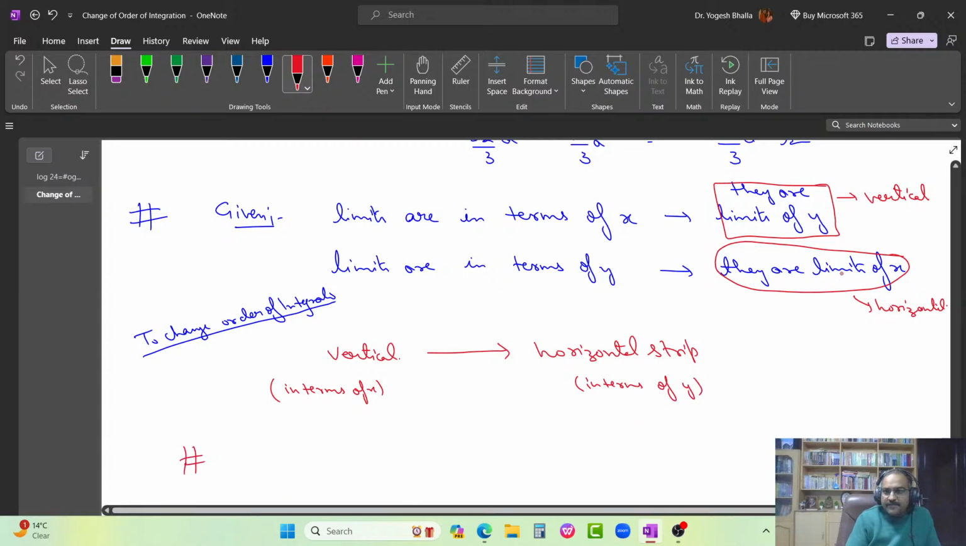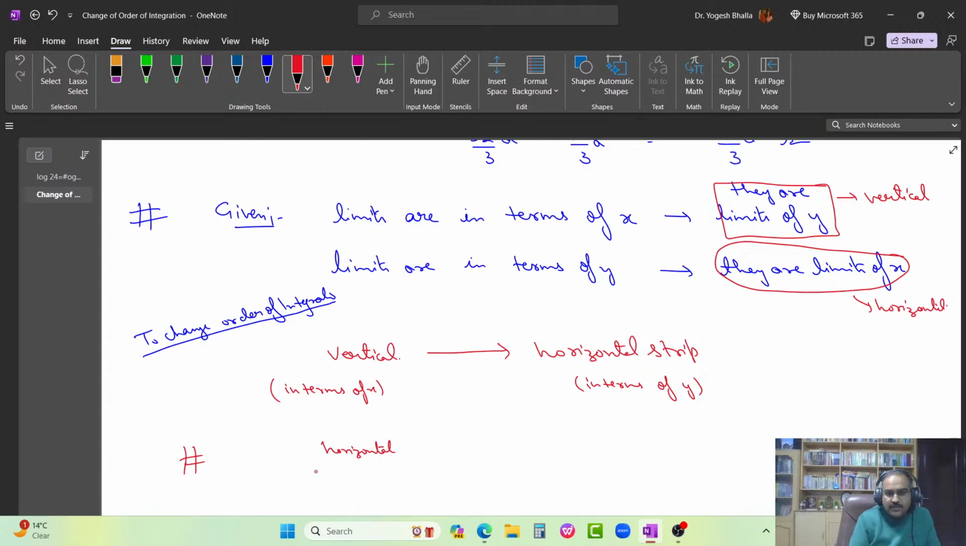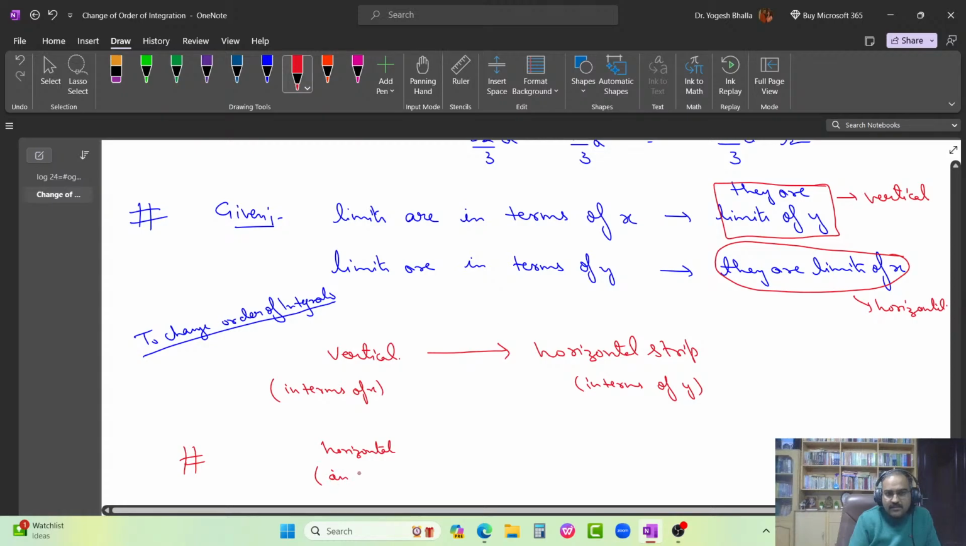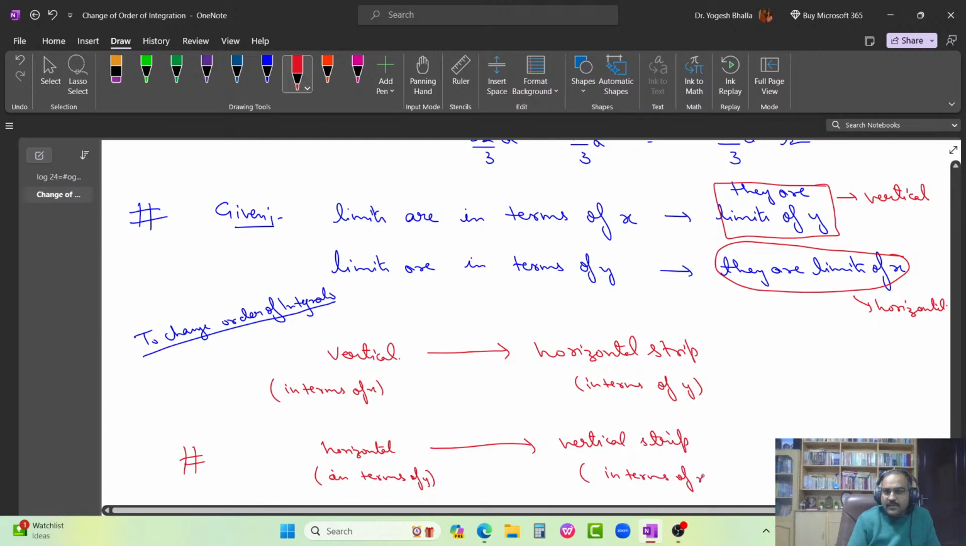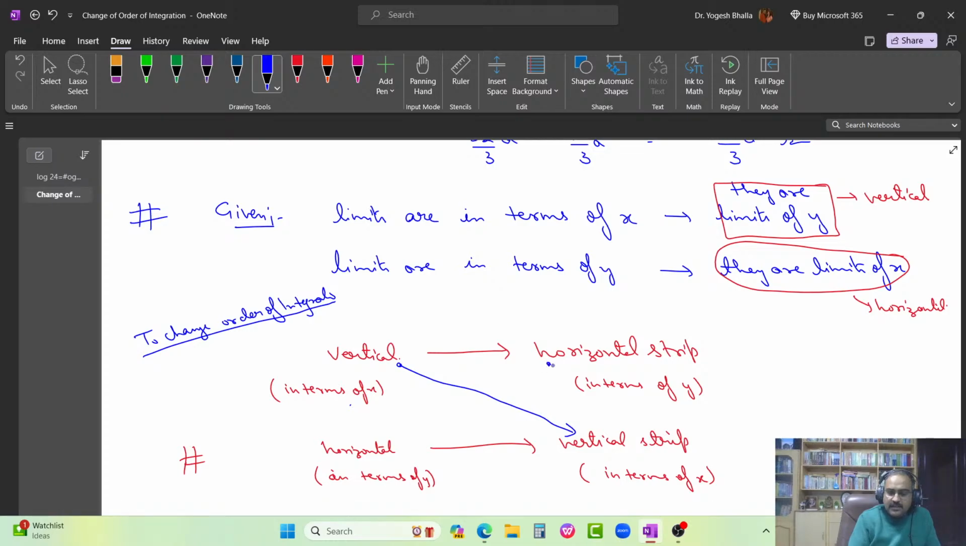And if they have taken the limits of x, that means a horizontal strip, that means the limits are in terms of y, so to change the order of integral I need to take a vertical strip, and when we take a vertical strip, the limits will be in terms of x. This is the scenario when we have to take vertical in terms of x, and horizontal in terms of y.